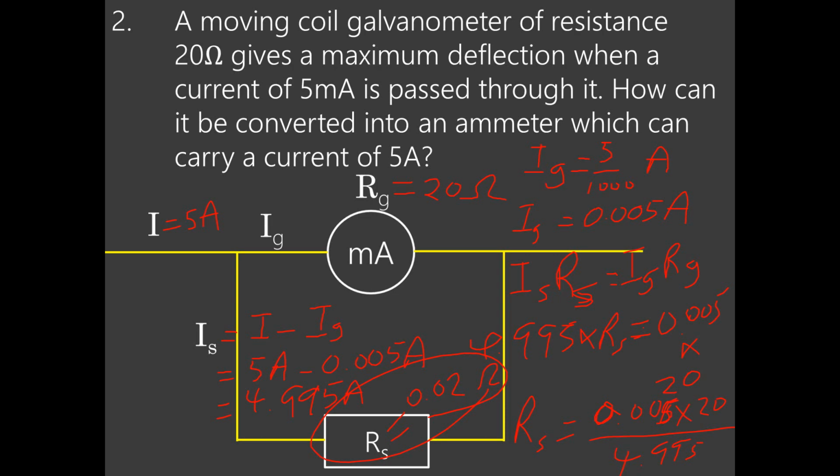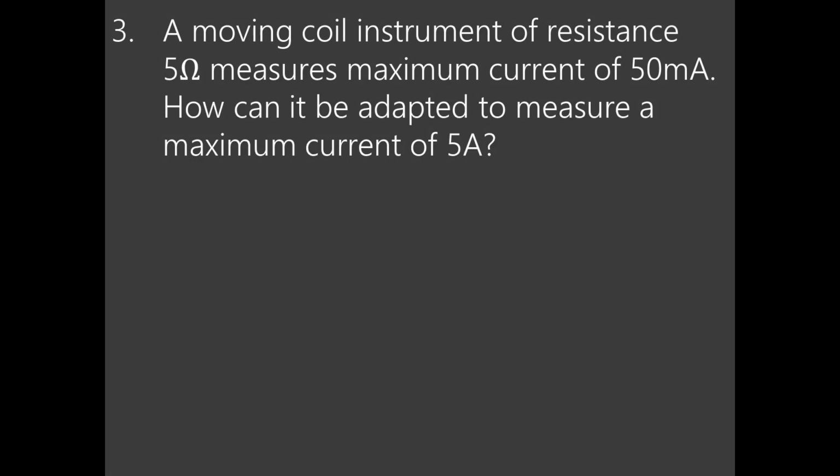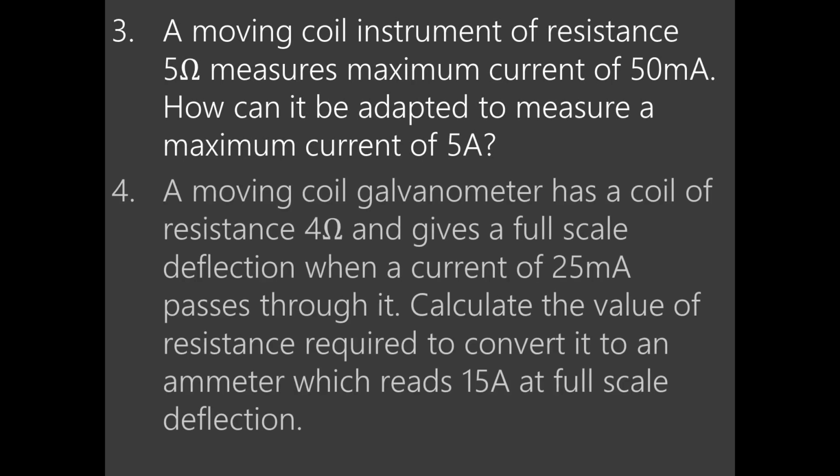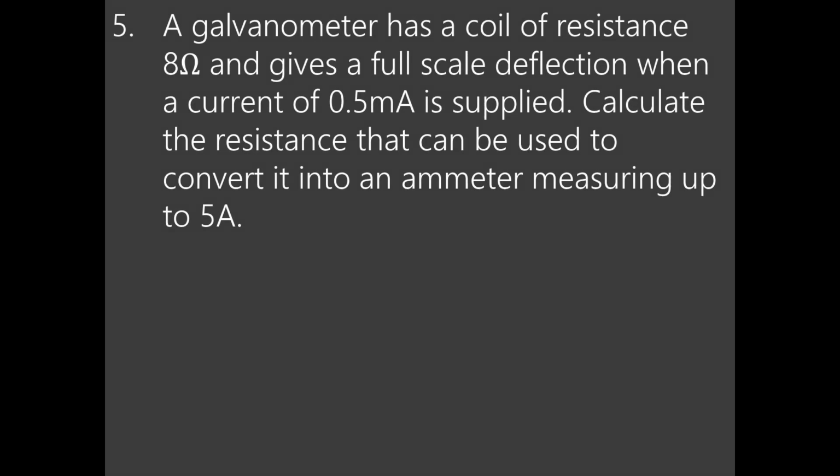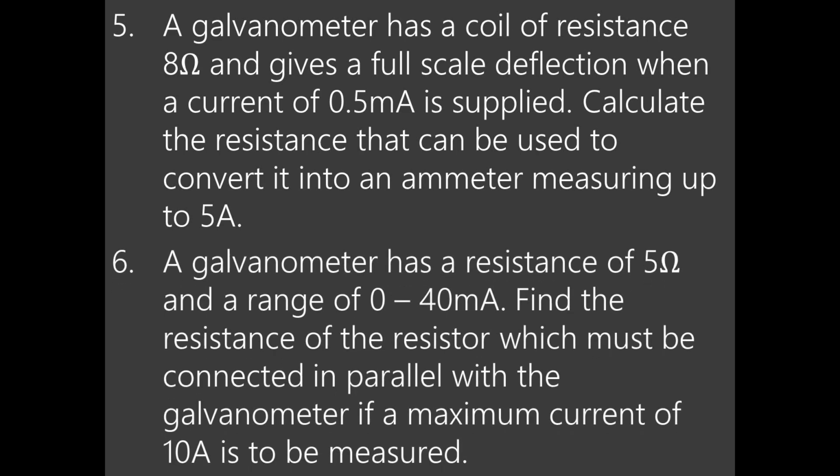So all you had to do was calculate the resistance of that shunt, and then you put it in words. Okay. A moving coil instrument of resistance 5 ohms measures a maximum current of 50 milliamperes. How can it be adopted to measure a maximum current of 5 amperes? These are your questions. Question number 4, you can read through. You pause, read through, and do it. Number 5, also yours, and even number 6. Pause these questions, do them, and please feel free to send me the replies on my WhatsApp number. I'll put it at the end of this video.